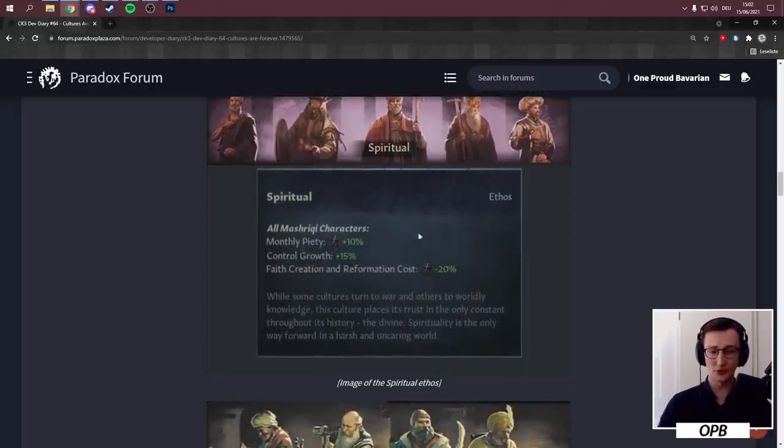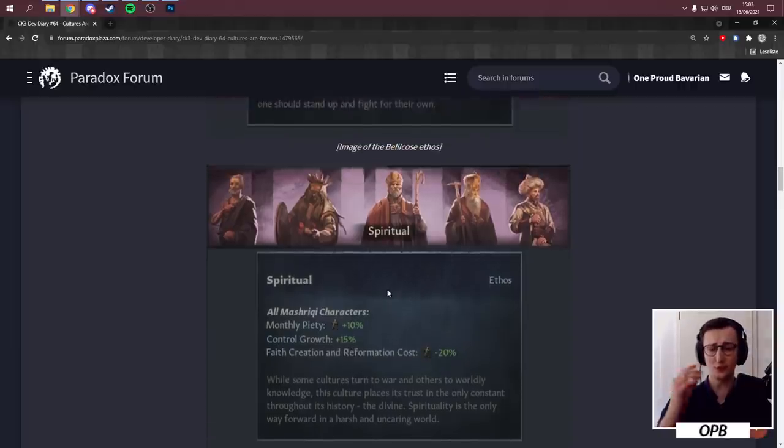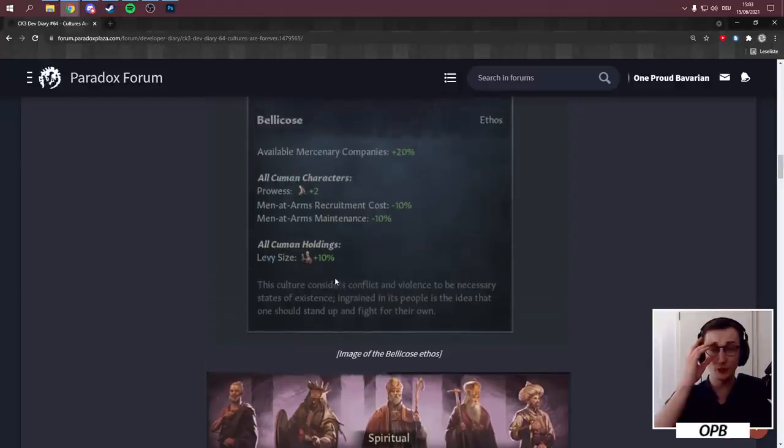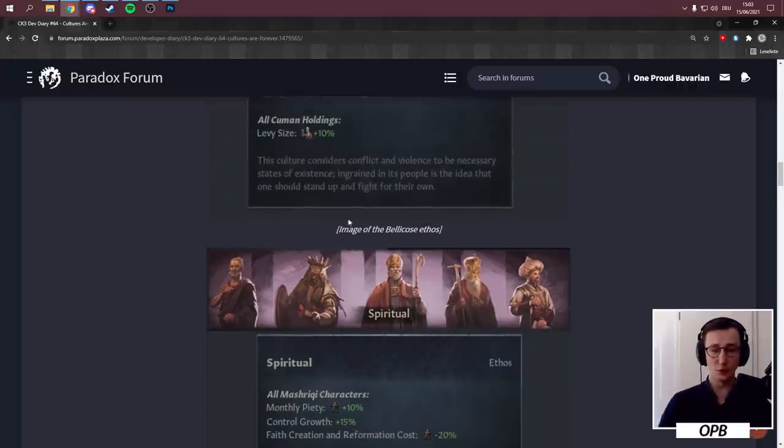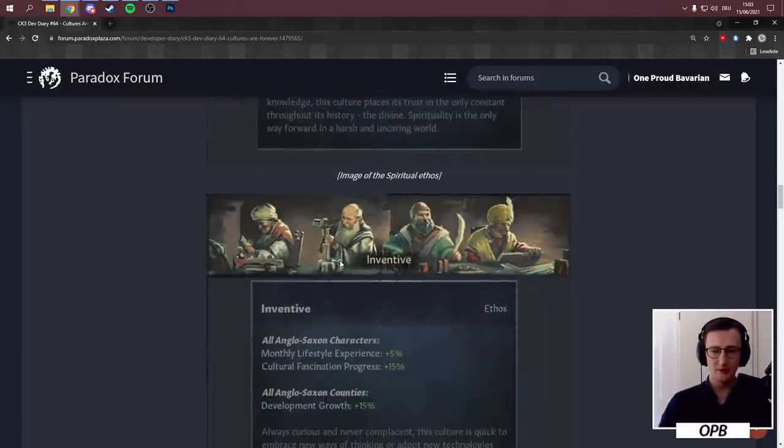Then down here we got spiritual, this is for the Mashriki characters. Monthly piety goes up, control growth goes up, oh wow, that is quite significant, honestly. And then faith creation and reformation cost minus 20%. It is interesting, of course, how the modifiers impact the same thing to a certain degree. We got the levy size up at all times for bellicose cultures, but then spiritual, the control growth will, of course, also increase how many troops are available, so indirectly this also impacts the levy availability.